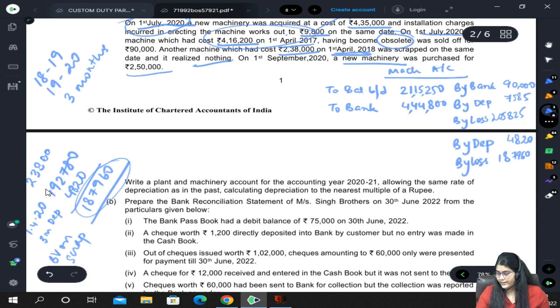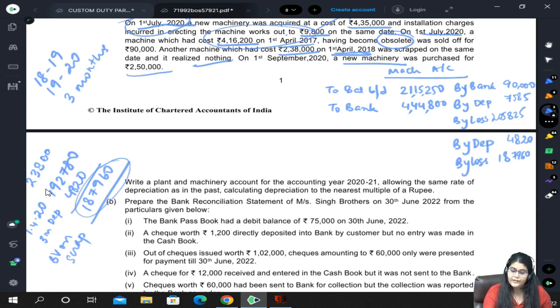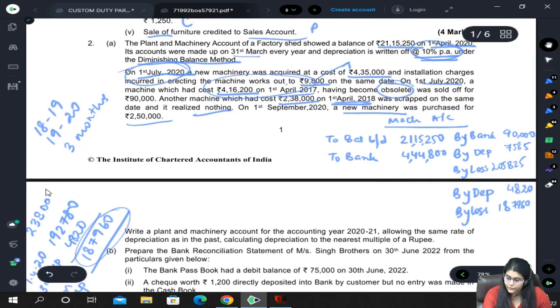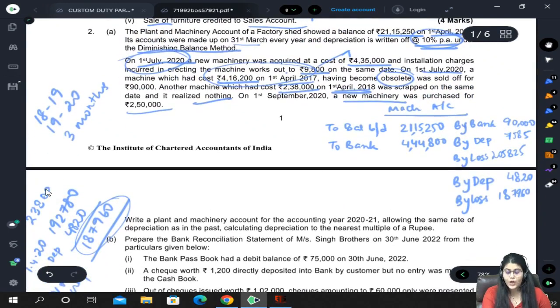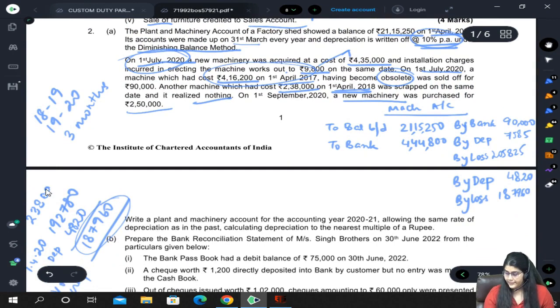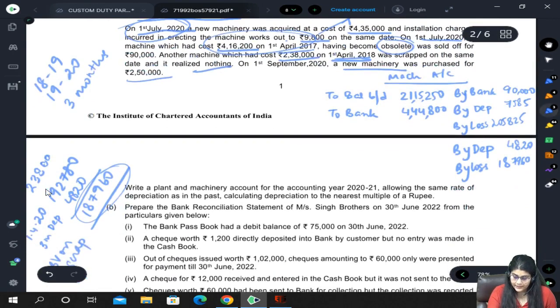187,960. Finally, what do we have to do? Finally, we have to calculate depreciation on the closing balance. Depreciation on the closing balance. So be very careful while doing this.